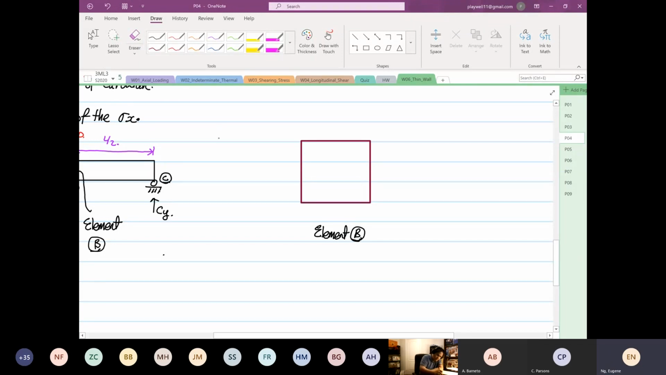So if this is our transformation, X and Y. So normal stress in the X direction. Why is it normal? Because it is perpendicular. It's perpendicular to the element surface where the plane intersects the X plane.